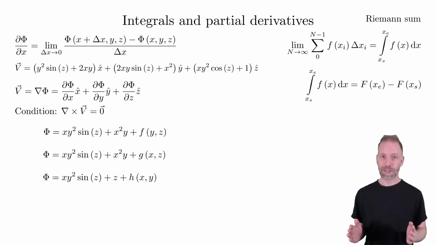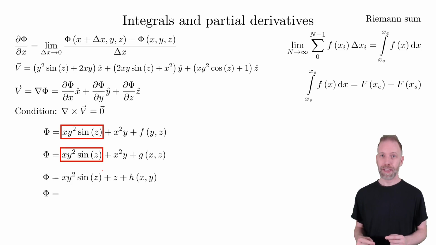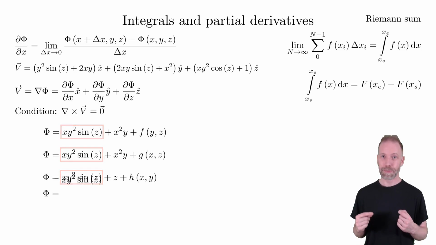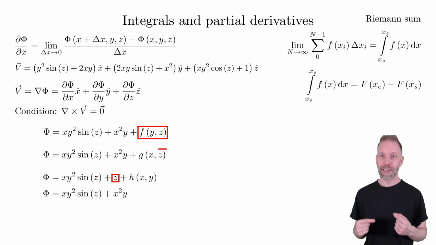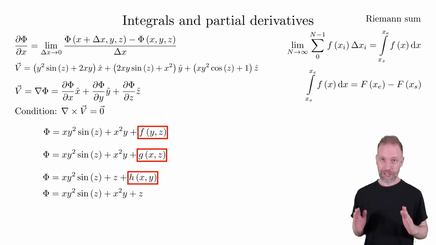Now it's time to collect all terms. The first term, x y squared sine z, appears in all three expressions, and we can place it in the final expression. The x squared y term appears in the two first and could be a part of h of x and y. The z term only appears in the final expression, but could be a part of f of y and z and g of x and z. Finally, we could still have our classical integration constant, which really is a constant.